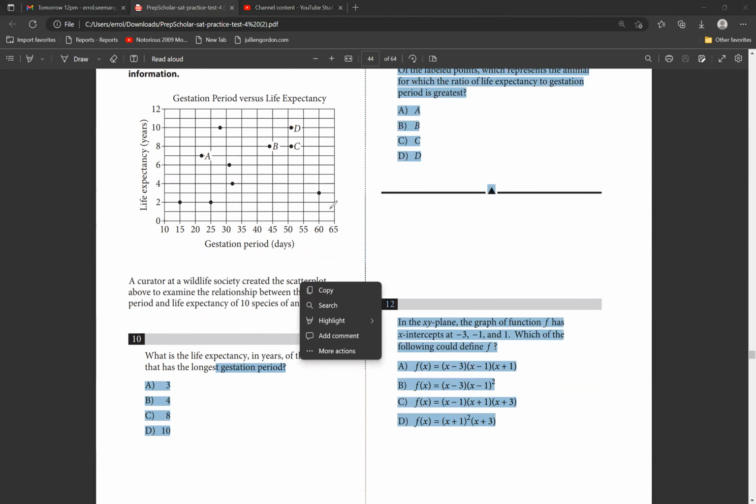Okay, so gestation period is 60. That one's the longest period in days. What's this value? Three. Yeah, so three on that one.